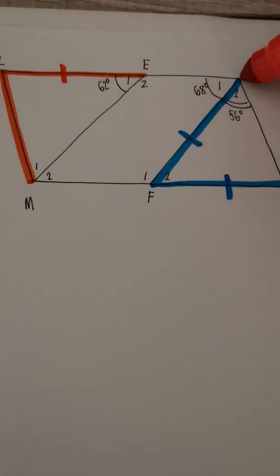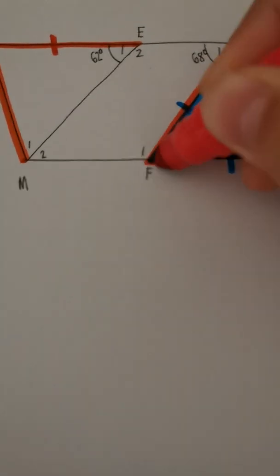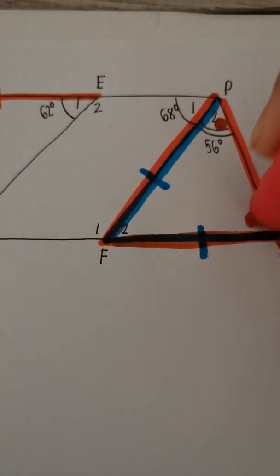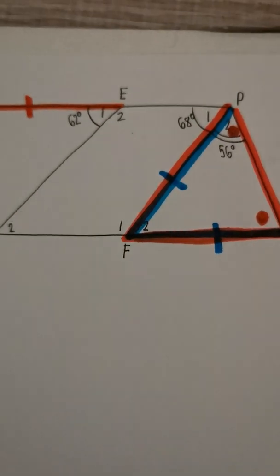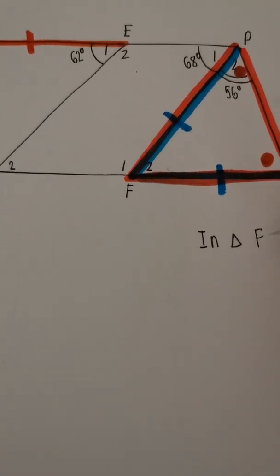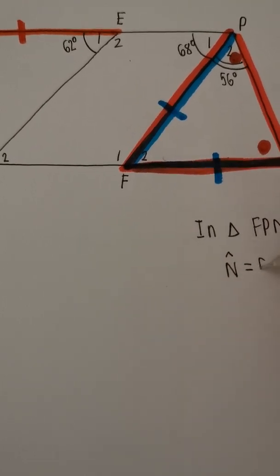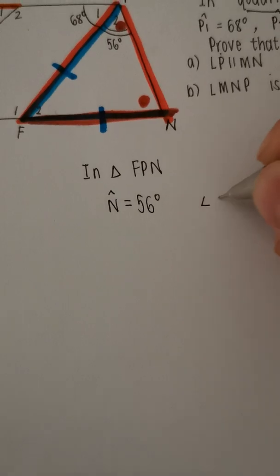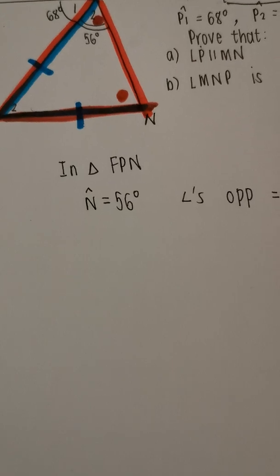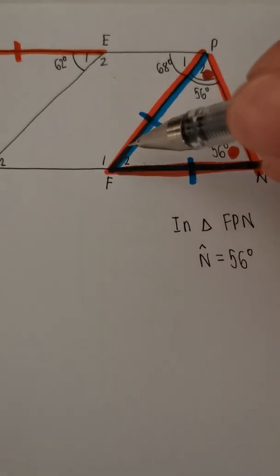I see a triangle over here. Okay, and if this is a triangle, then I know that this is equal to this because of this being equal to that. Let me write that down. I'm going to say in triangle FBN, so I know that this here is 56 degrees. Cool. Let's work out angle F2.